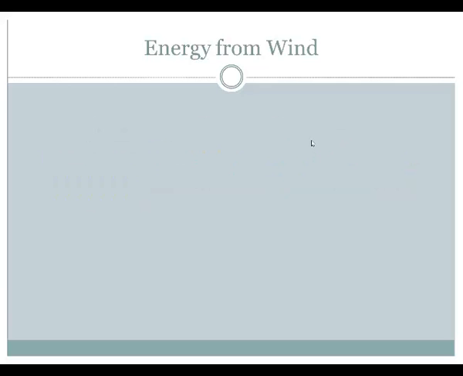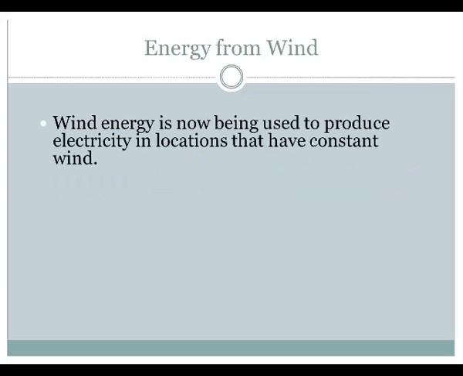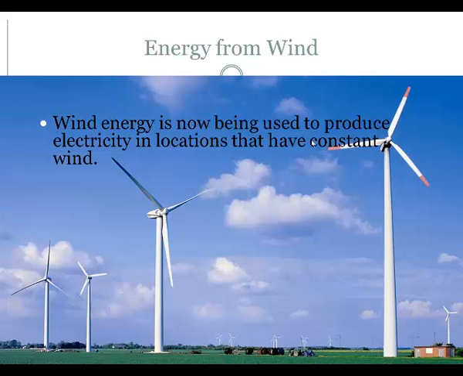Energy from the wind. Wind energy is now being used to produce electricity in locations that have constant winds. These are probably familiar to us. We have a number of them that are going up around the Ithaca and Breckenridge area, and at some point there's supposed to be some that go up between Carson City and our school here, but it's definitely something that is becoming more and more popular.